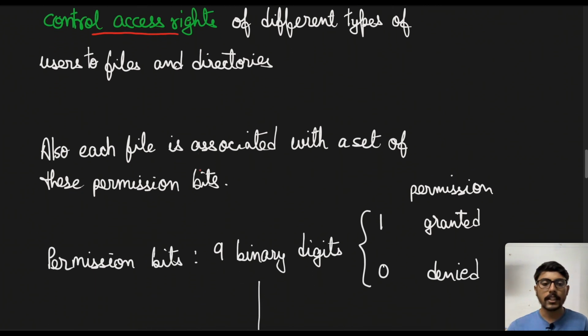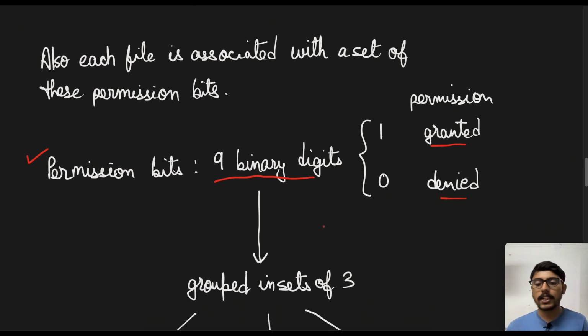Perfect. So next is the format of permission bits. The format is 9 binary digits, and in those 9 binary digits, if the digit is 1, it means permission is granted, and if the digit is 0, it means that the permission is denied. Next, we see that these 9 binary digits need to be grouped into 3 sets. We'll understand why this is important, but first let's understand that these 9 bits as a whole don't give any meaning. They need to be divided into these 3 sets in order to provide relevant information.